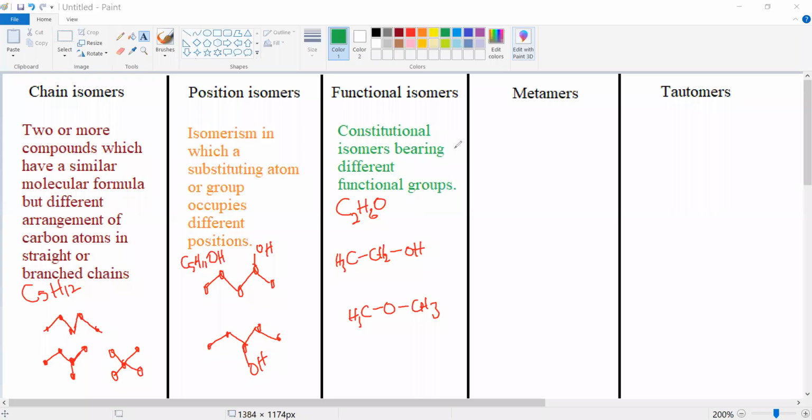Okay, students, for your ease, I have written the definitions of these three. Now we are moving towards metamerism. What is metamerism? Basically, it is the type of isomerism in which the functional group is the same, but the number of carbon atoms around the functional group is different.